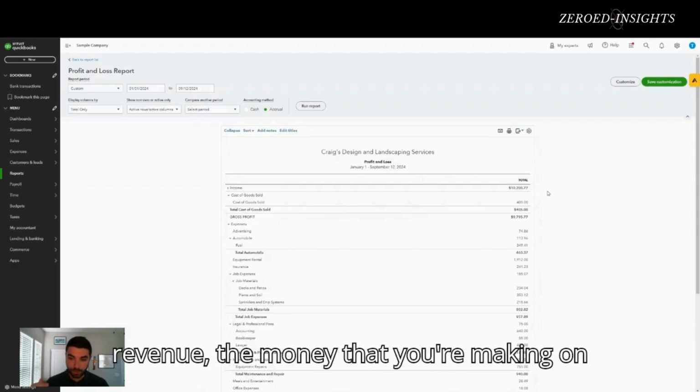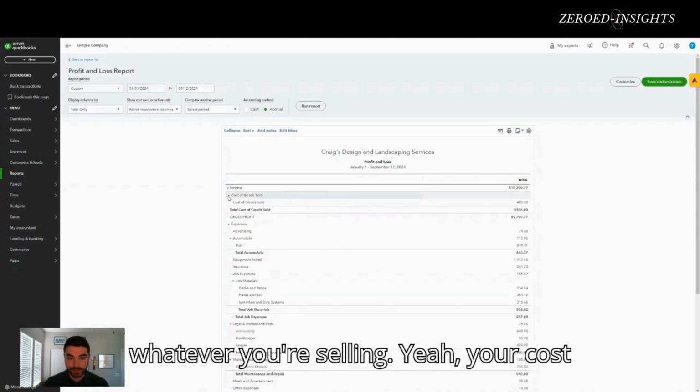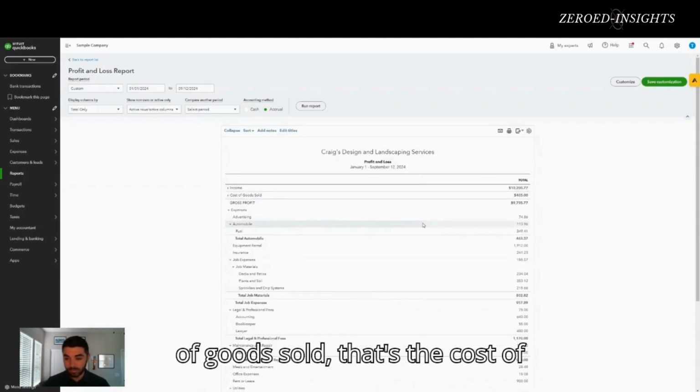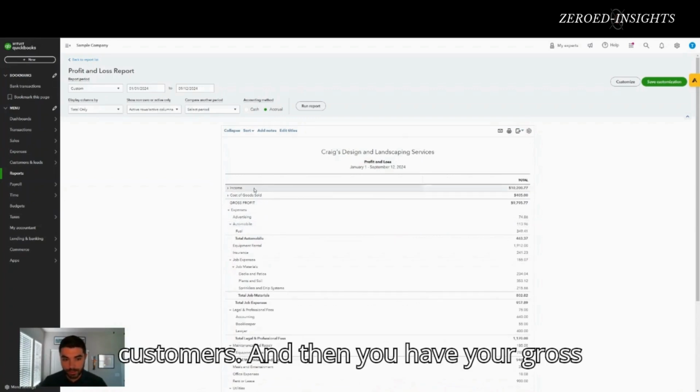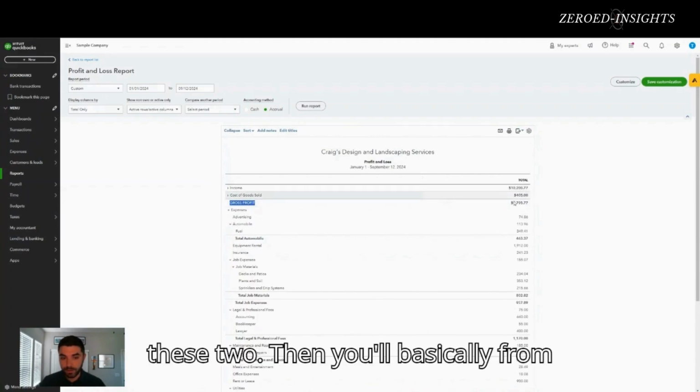So going through, you can see, all right, you got your income. That's going to be like your revenue, the money that you're making on whatever you're selling. You got your cost of goods sold. That's the costs of basically bringing that revenue to your customers. And then you have your gross profit. That's the difference between these two.